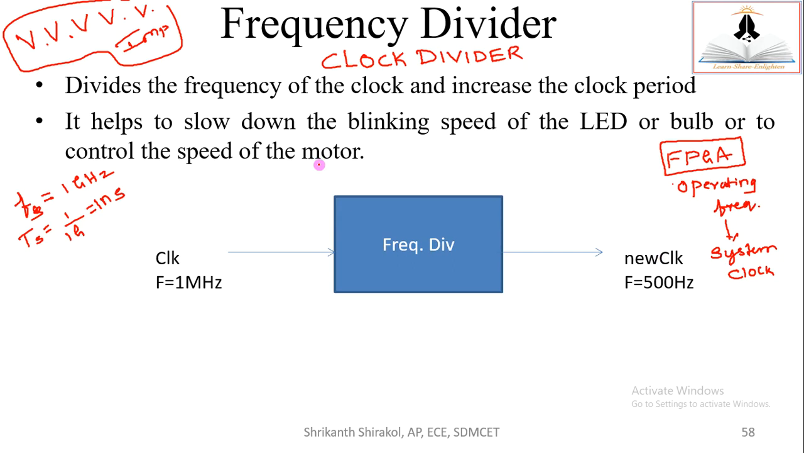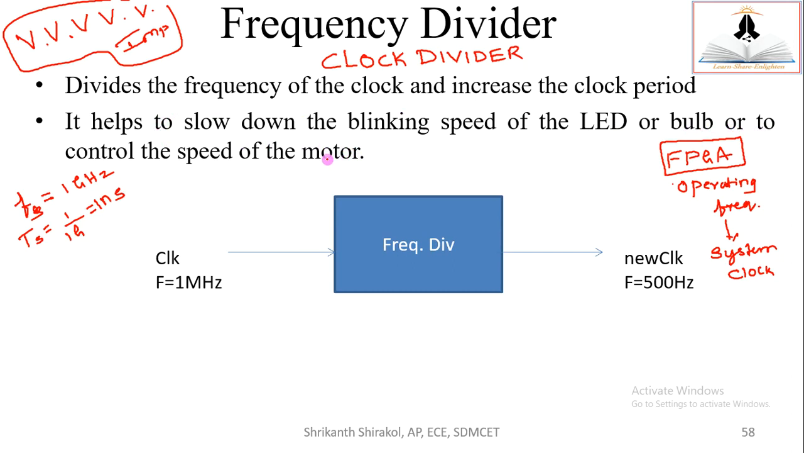Now come back to the theoretical part of this concept. Frequency division helps us to slow down the blinking speed of an LED or bulb, or to control the speed of a motor. What motor? It may be a stepper motor or DC motor or servo motor, whatever it is. It will help us to control the speed of it.